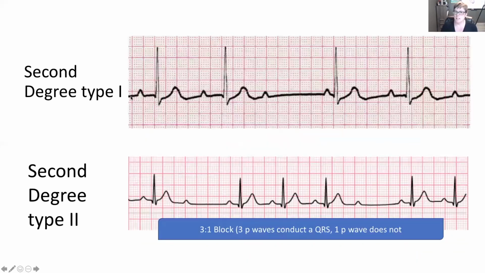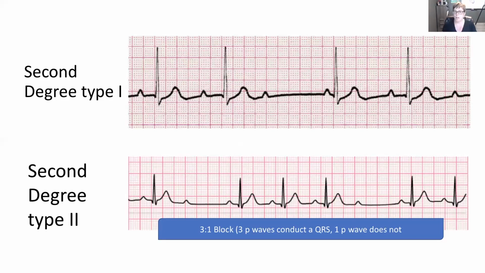When we compare this to second degree type 1, what I want you to notice is the difference in the PR interval. In type 1, remember, it goes longer, longer, drop. There we have a normal one, and then it gets longer and then longer and drops. That's not the same for type 2. Type 2 has a consistent PR interval, but then drops a QRS. The defining features for a type 2 AV block are the consistent PR interval and the missing QRS complex after a P wave. Now, the block may be intermittent or constant.